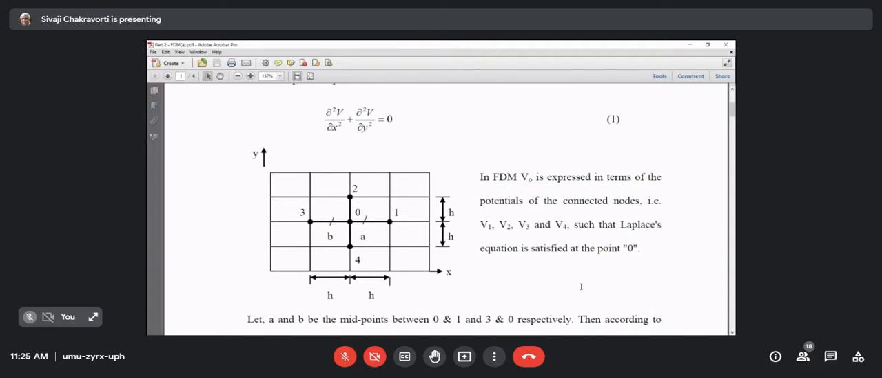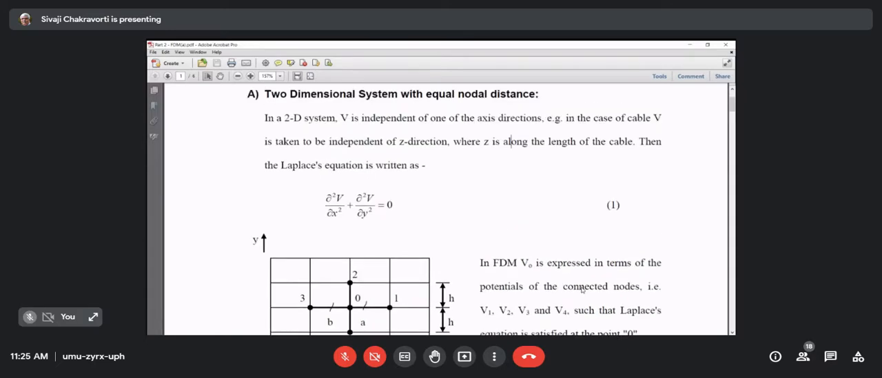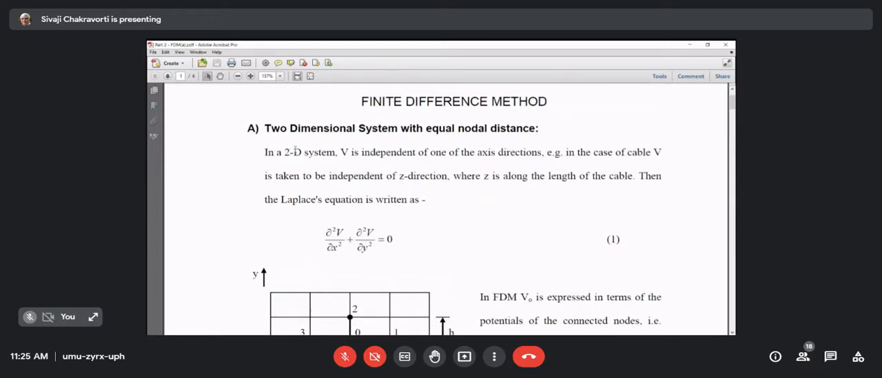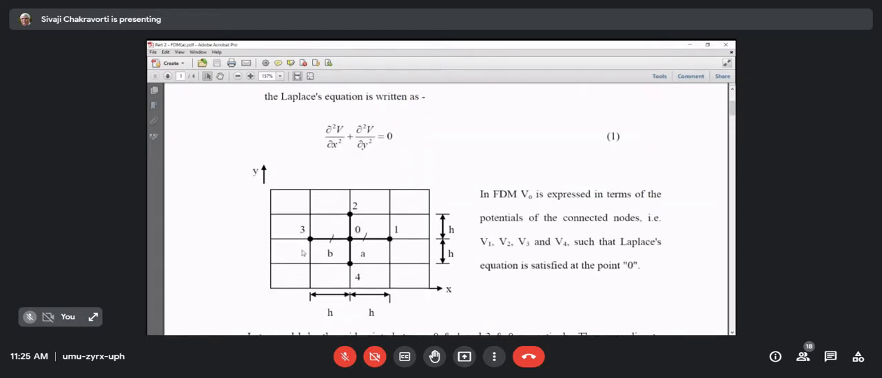But before that, there is one more thing I have to explain. Here you see the heading is two-dimensional system with equal nodal distance. And this diagram you can see it's a two-dimensional system. All nodal distances are h, etc. And it's an xy Cartesian coordinate system.